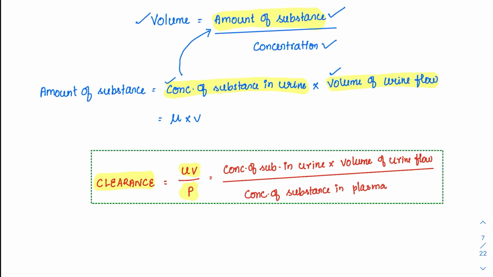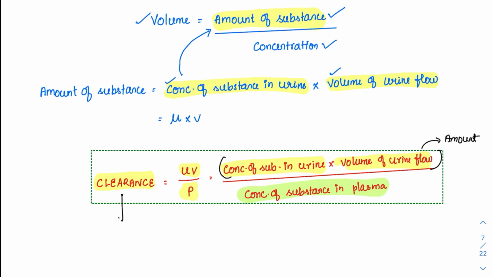First, U is the concentration of the substance in urine, then V is the volume of urine flow. This gives us nothing but the amount of the substance. Then finally, it is divided by P, the concentration of the substance in the plasma. So if I know all these values, then it is very easy for me to calculate the clearance.